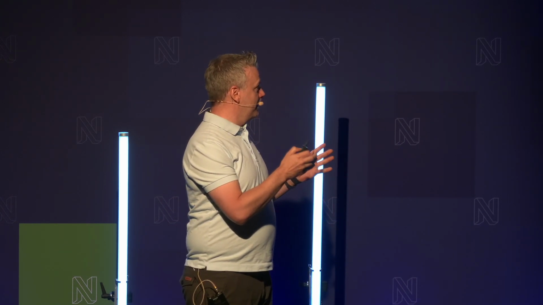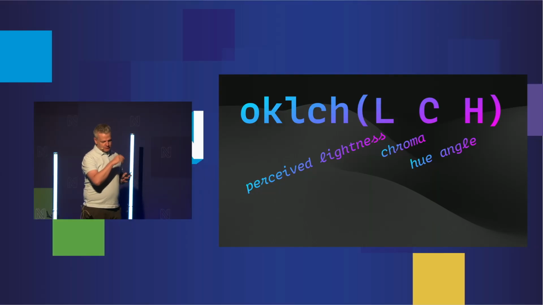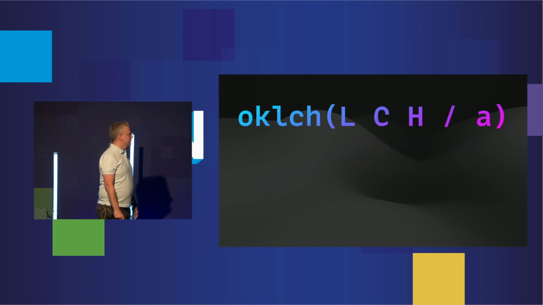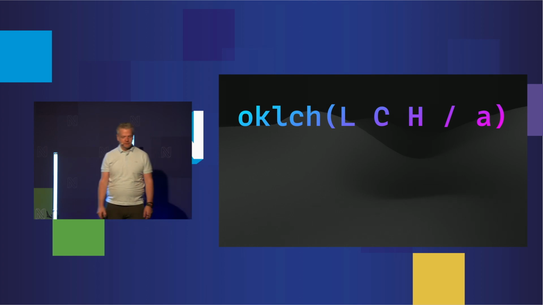So the L, as I said, stands for the perceived lightness. C is for the chroma, from gray to the most exciting saturated color, which spices everything up. And hue is for the angle, from 0 to 360, where you can set the color, kind of. And of course it's also possible to define the opacity, the alpha, with it.